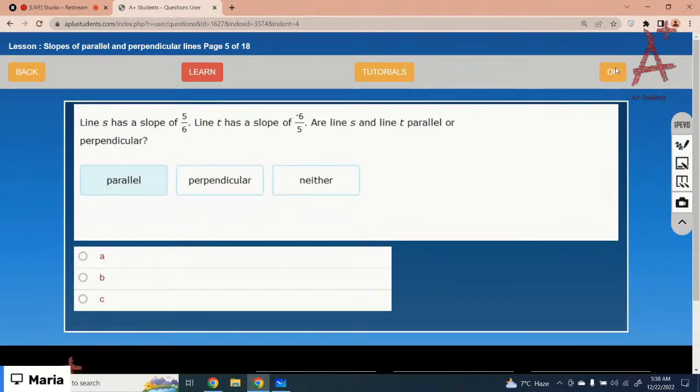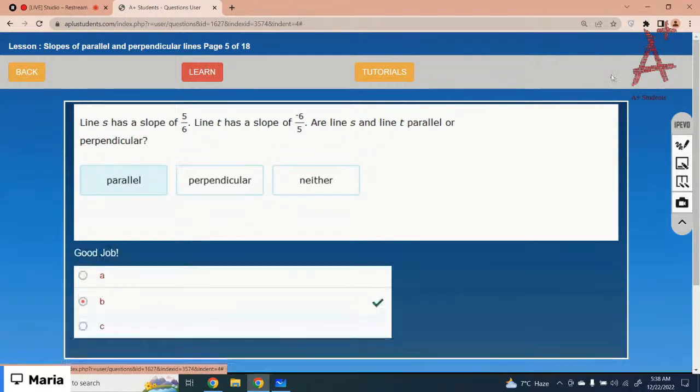Line S has a slope of 5 by 6 and line T has a slope of negative 6 by 5. Are lines S and T parallel or perpendicular? If the lines are parallel, their slopes must be the same. Their slopes aren't the same. Their slopes are negative reciprocals of each other. That means the lines are perpendicular. Option B is the correct one. The lines are perpendicular.